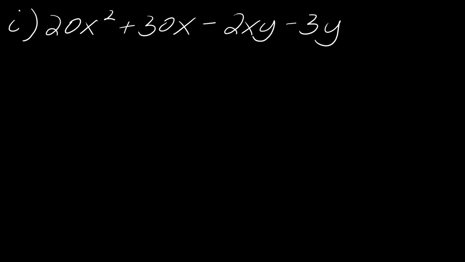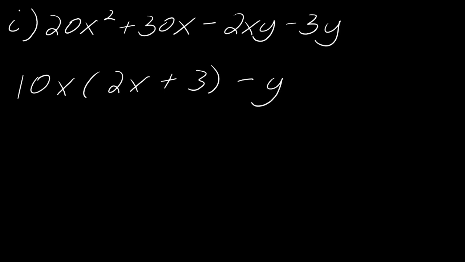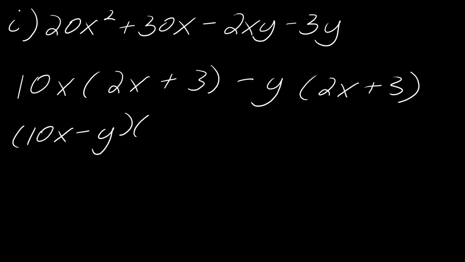Okay, so now I've got 20x squared plus 30x minus 2xy minus 3y. So just be careful with the minus signs here. For the first two terms, it looks like I can factor out 10x so that this becomes 2x plus 3. And then out of the second two terms, it looks like I'll just factor out a negative y. Now when you factor out the negative y, you are going to turn both of these into positive terms, right? And so then this will factor as 10x minus y and 2x plus 3.